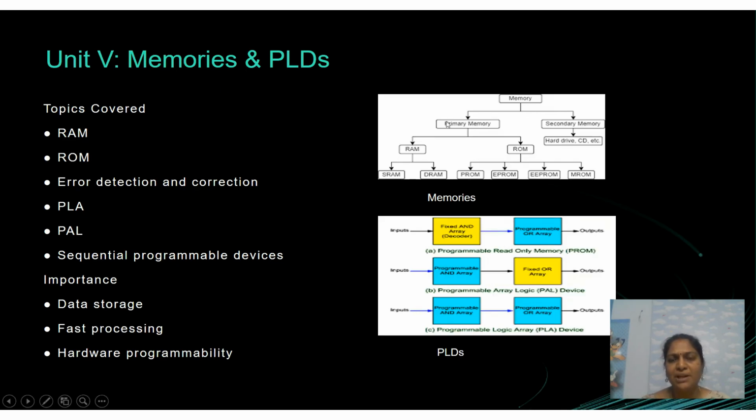These are the memory classification, and this figure represents PLDs. Programming of PAL, PLA and PROM is also there. I already discussed this; PROM is also there. You will design circuits using any one technique. The importance is data storage. You will learn concepts of data storage, how to do fast processing, and then hardware programmability.